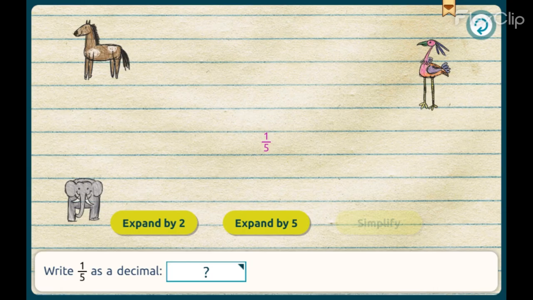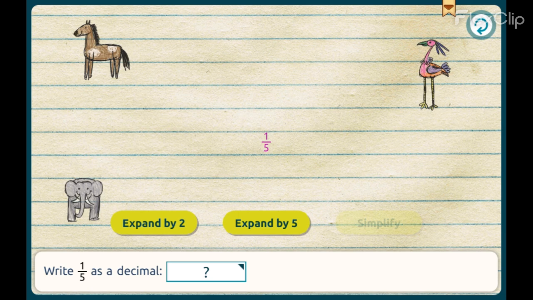A fraction having in its denominator part 10, 100, 1000, 10,000, whatever, ending in zero is going to be a friend, and it can be converted into a decimal. But 1/5 doesn't have the 10 sitting in the denominator part, but we can expand the fraction. Expanding the fraction means multiplying both parts by 2, 3, 4, 5, any whole number.